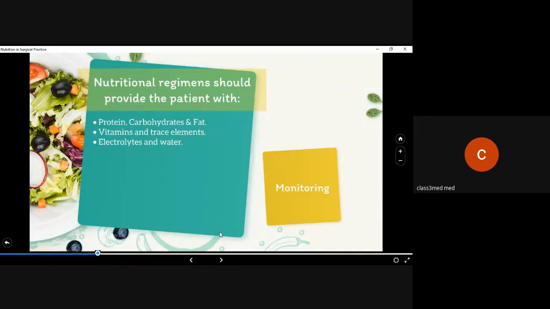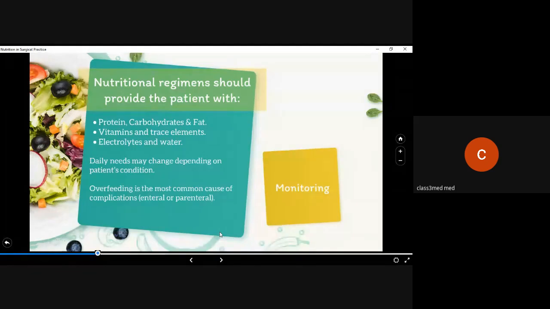Apart from these macronutrients, vitamins and trace elements are very important. They must be included in any regime given to support the patient from the nutritional point of view. In addition, electrolytes and water, we mix all of these things to make a nutritional regime in certain concentrations. Daily need may change depending on the patient's condition.